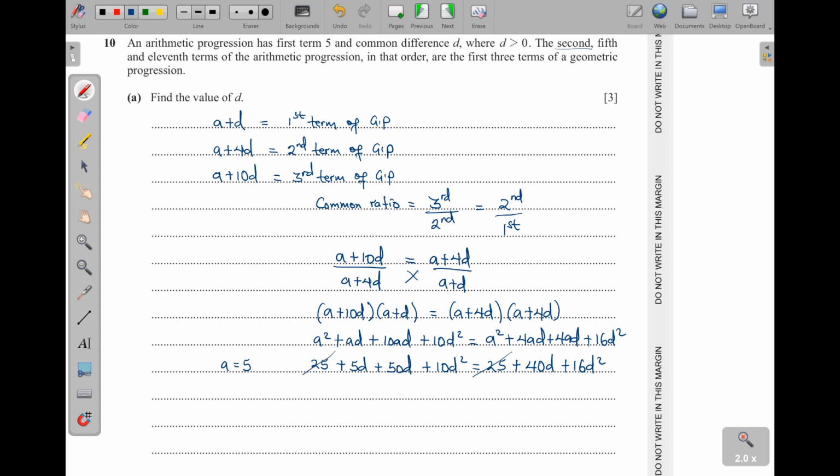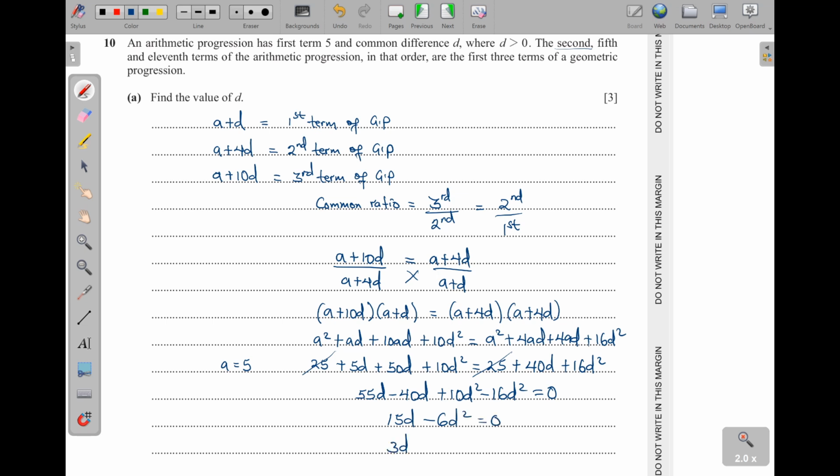Then I can put everything onto one side. So 50d minus 40d. Then we also have 10d squared minus 16d squared. Actually, this one here is 55, so 5d plus 50d, that is 55d, and then this will be equal to 0. So we can simplify this. 55 minus 40, that is 15d, and then 10 minus 16, that is minus 6d squared.